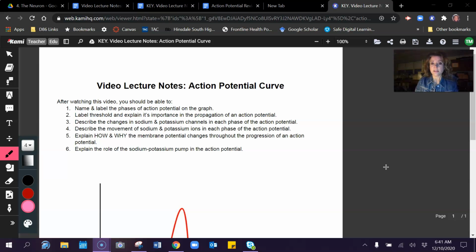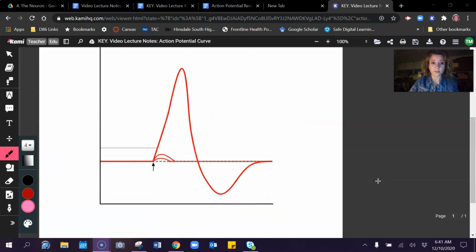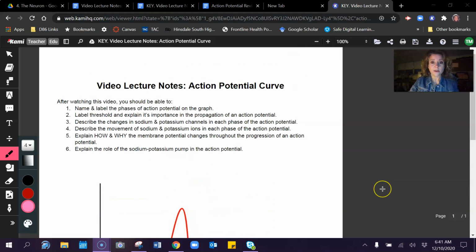So I wanted to talk today about the action potential curve. The electrical activity of a neuron can be represented as a graph, a trace, which is what you see in the picture here. Here are your goals for this activity.